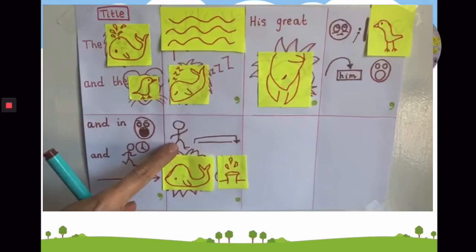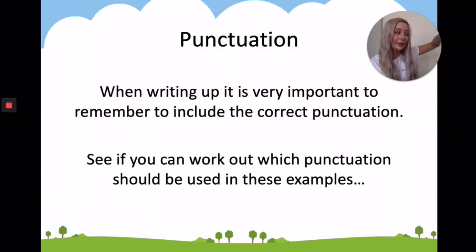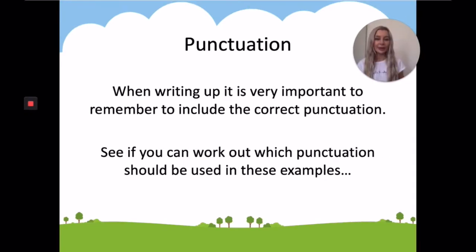So if you look closely there, you should be able to see that I put the punctuation into my story map before I'd even started to write it. Now that can be a really helpful technique so that when you start to write up your story map, you know that all that punctuation is going to be going into the correct place. See if you can work out which punctuation should be used in these examples.